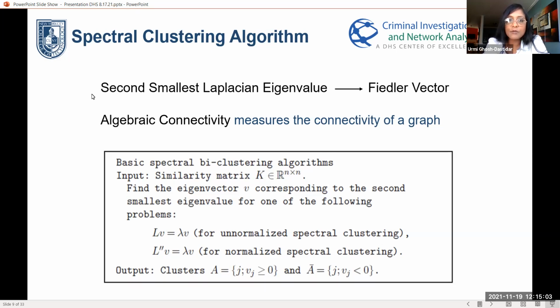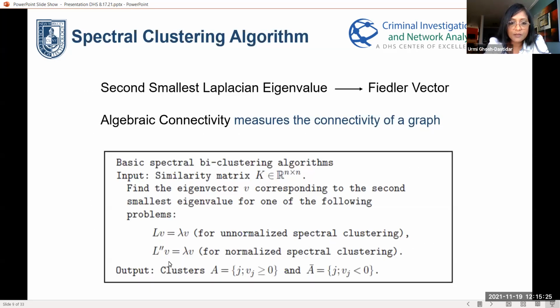If that's the case, then we look at the second eigenvalue, which is non-zero, and we look at the second eigenvector corresponding to the second eigenvalue. That gives you the Fiedler vector. And this is a very basic, simple clustering algorithm that we followed.